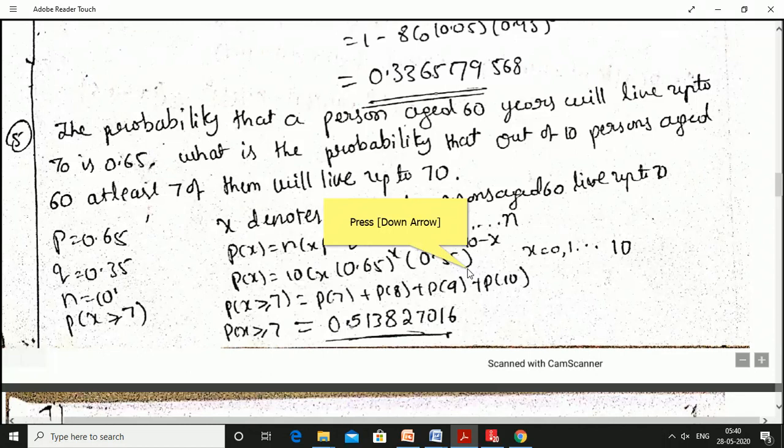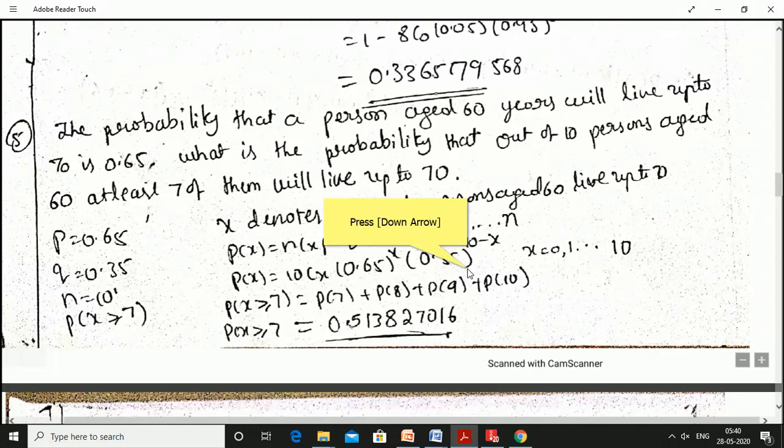What is the probability that out of 10 persons, n value is equal to 10, all the 10 persons aged 60, at least 7 of them will live up to 70? We need to find x, which denotes the number of persons aged 60 who live up to 70. At least 7, minimum 7 or more than 7 persons will live up to 70 years. Probability mass function is P of x equal to nCx p power x q power n minus x, x takes the values from 0 to n.